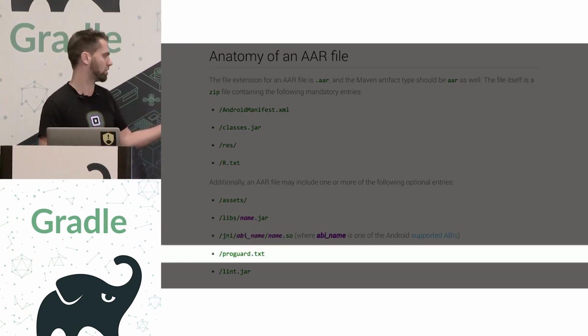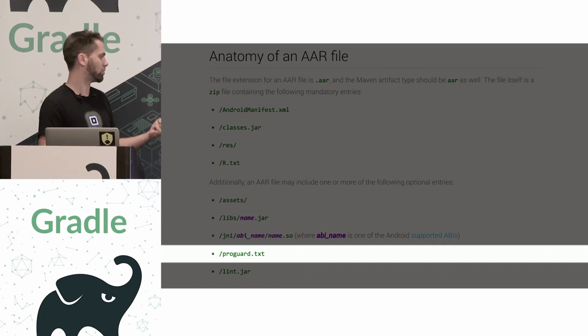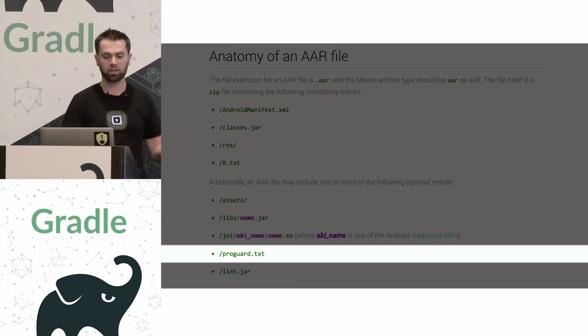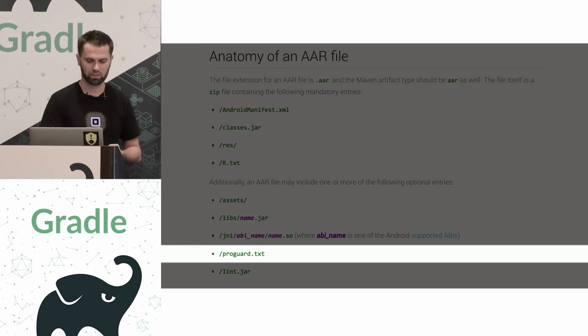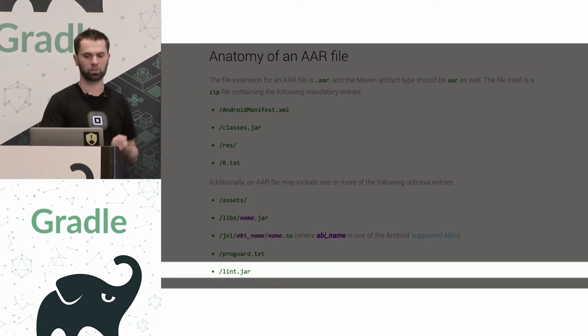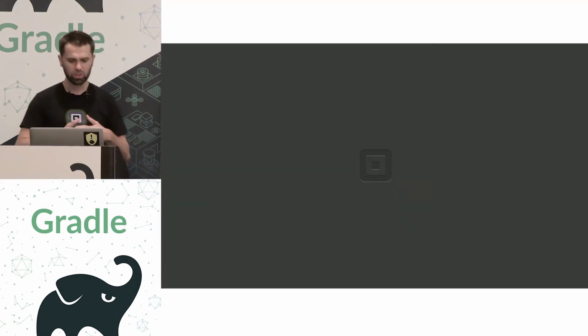And similarly, ProGuard is a way to tell ProGuard how to handle your library. You shouldn't really put anything in there because the application owner should be the master of this. And lint is a way to bundle lint rules. Okay, so we know what's inside.